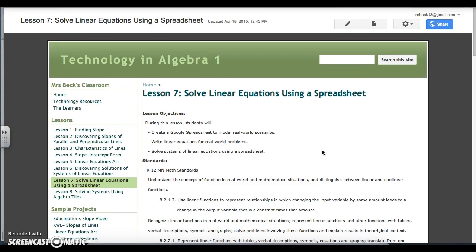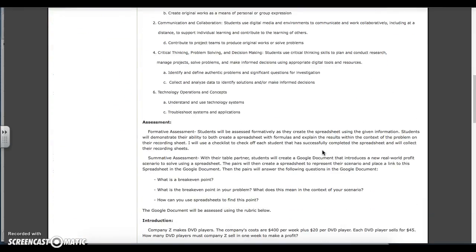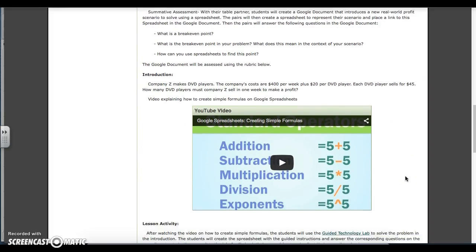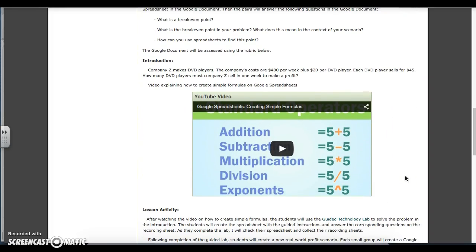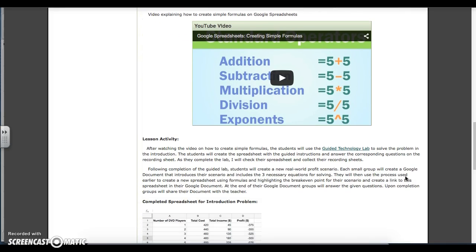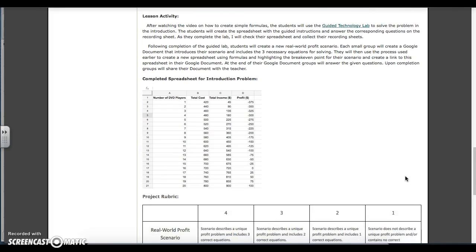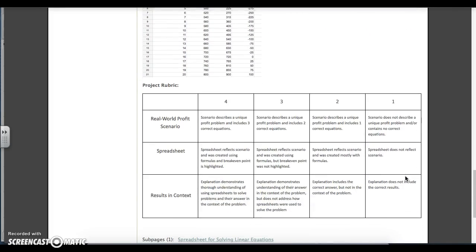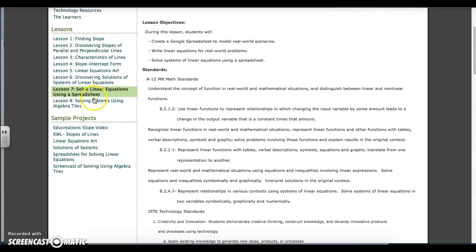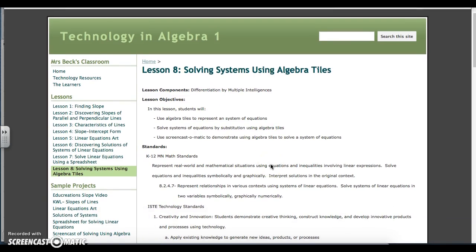Lesson 7 uses systems of equations, and it has the students creating Google spreadsheets to model real-world scenarios so that they can solve these systems using a spreadsheet. The lesson begins with an introduction of a YouTube video which teaches students how to use Google spreadsheets, specifically how to create simple formulas within Google spreadsheets. And then it has students creating their own spreadsheets to solve different real-world problems.